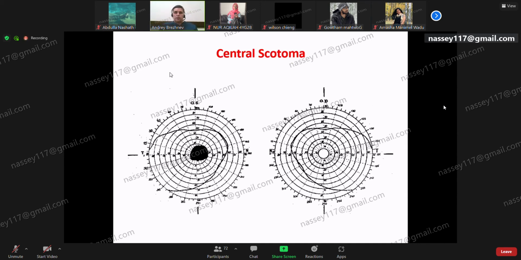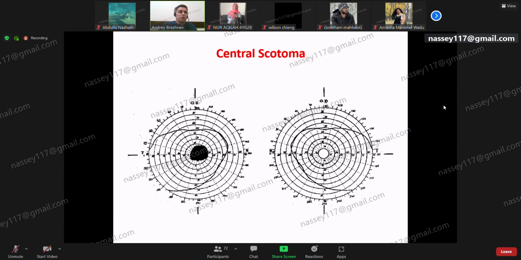Well, let's continue our talk today and let's discuss the different types of disorders of the visual field. Pathological changes. Let's start with the different types of scotomas.